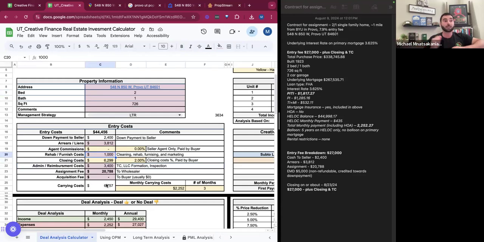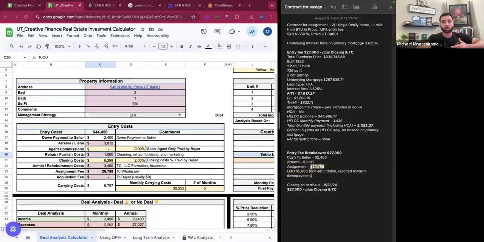It is not the wholesaler's job to tell you every single entry cost you have, but you do need to know what needs to get paid out as part of closing. And for them, they're telling you cash to the seller, the down payment to the seller, arrears, how much debt needs to get, or how behind the seller is on their mortgage. This is what you're going to pay back on their behalf.